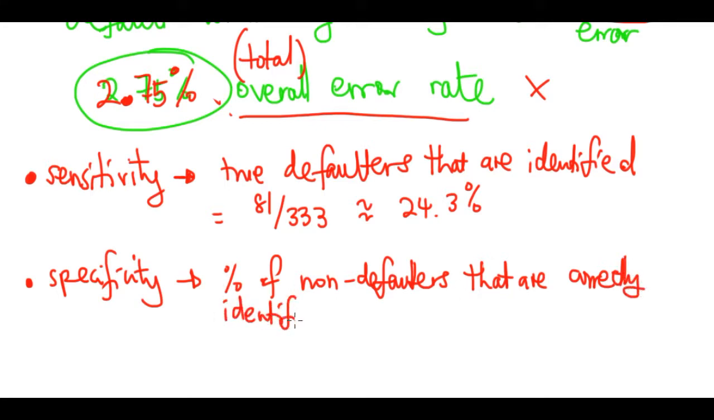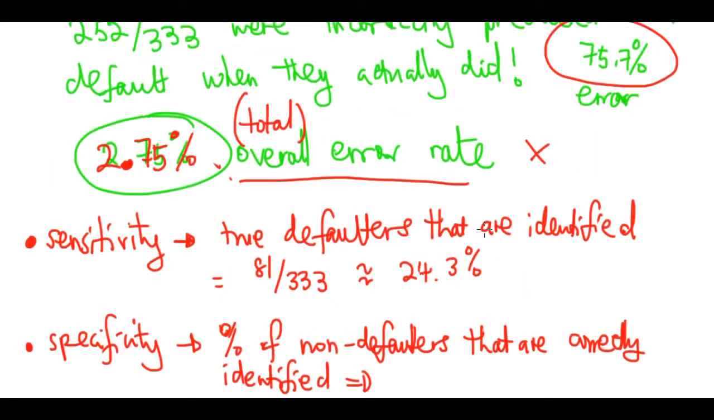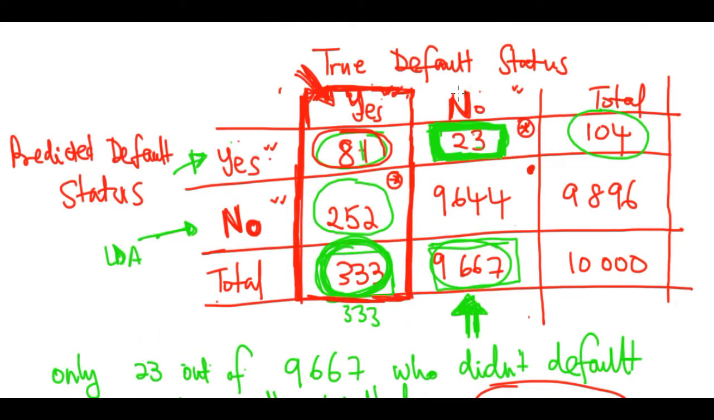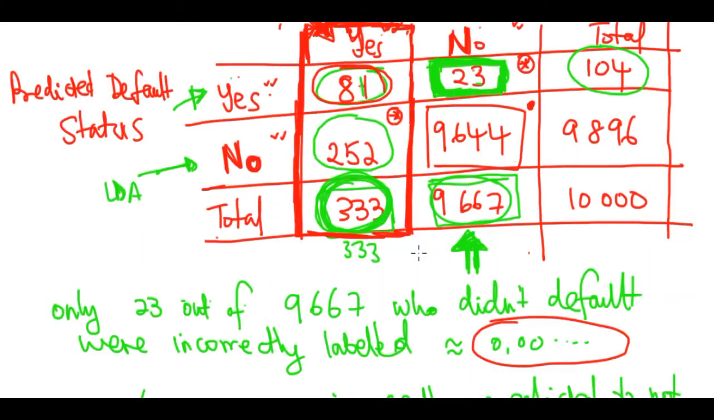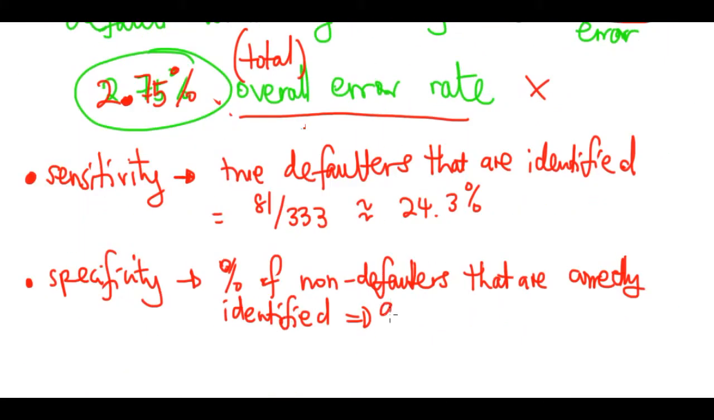So in our case here, we're looking at defaulters, right? So specificity is the percentage of non-defaulters that are going to be identified. Let's look at our non-defaulters. The second column is going to be non-defaulters, right? So how many were correctly identified as non-defaulters? It is the no. See this no here, 9644. So it's going to be equal to 9644 over 9667, which is equal to 99. I thought it was 98. 99.8%. Something like that, right?